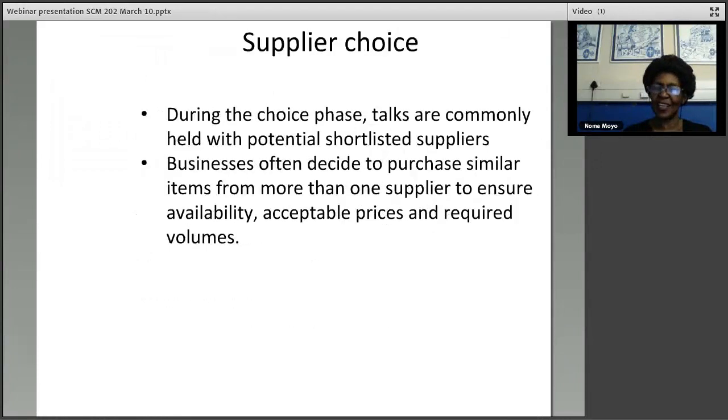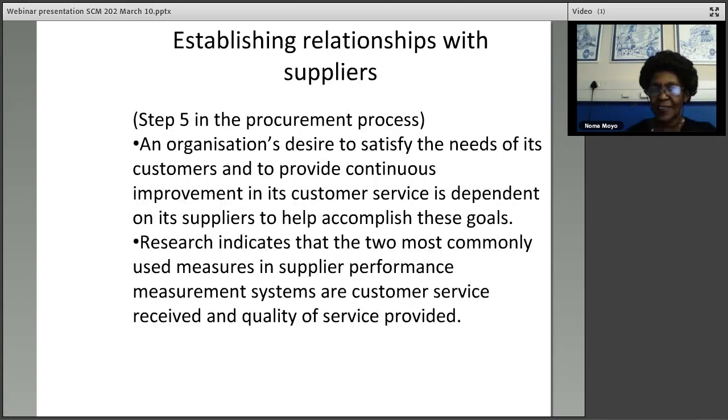There is a lot on laws that you have to read. Then when it comes to your supplier choice, during the choice phase, talks are commonly held with potential or shortlisted suppliers. Businesses often decide to purchase similar items from more than one supplier to ensure availability, acceptable prices, and required volumes. Then you establish relationships with these suppliers. Remember, you are aiming at having long-term relationships.